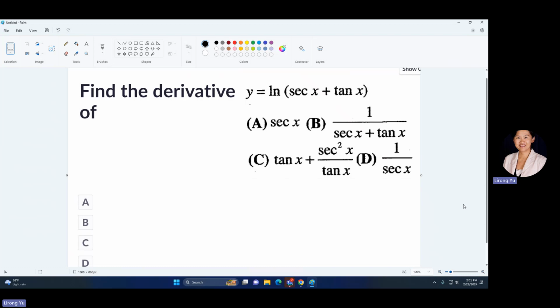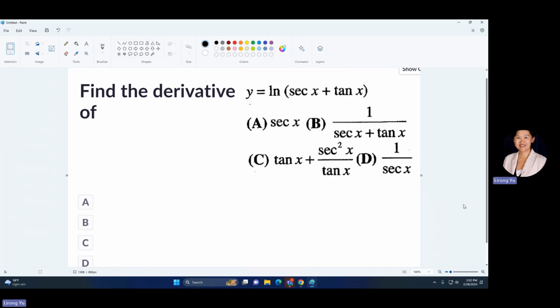But if you have something else in there, for example, if you find the derivative of ln of x squared plus 1, this function's derivative will be 1 over x squared plus 1, and then you have to find the derivative of the inside, 2x. Multiply by 2x. So now back to this question, the derivative of that ln is 1 over secant of x plus tangent of x.